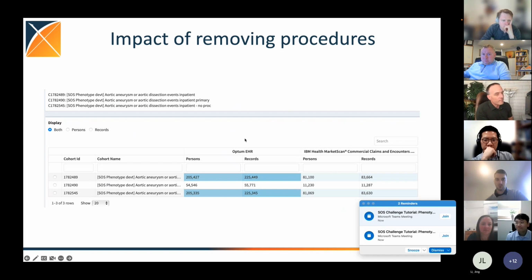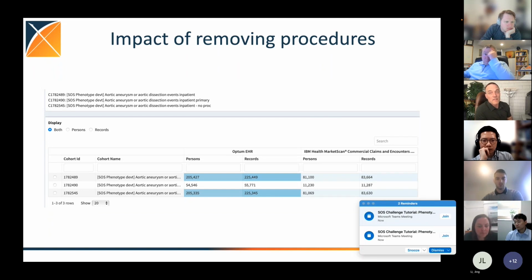This is just looking at the condition counts. The main message here is that in moving from the first row to the third row, we're removing contributions from the procedure criteria. I'm looking here at Optum-EHR and CCAE, and the drop there is very, very small. The independent contribution of procedure codes.